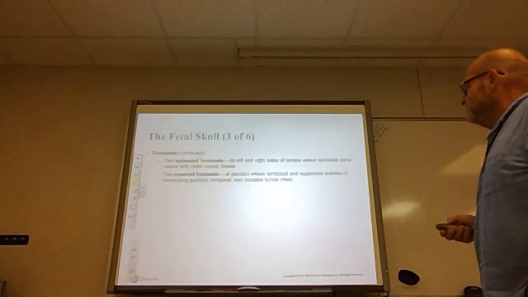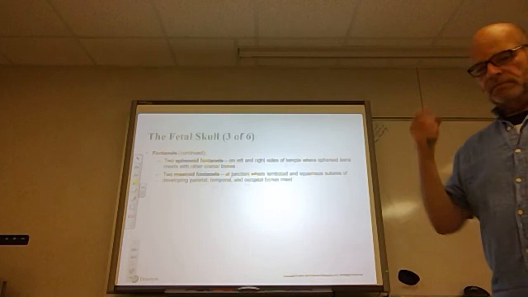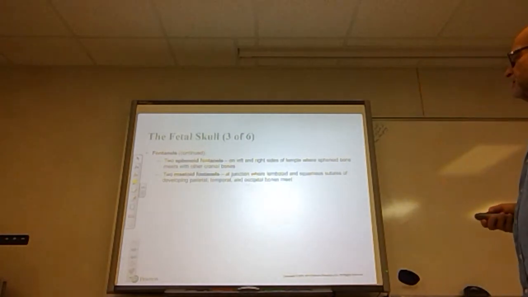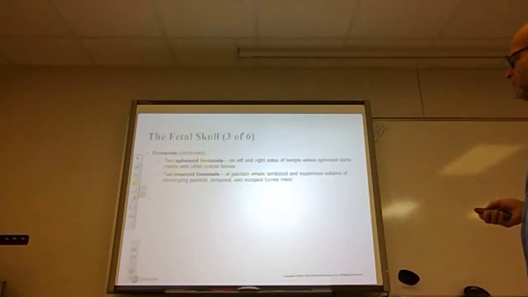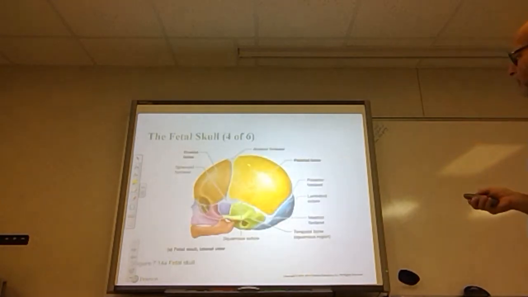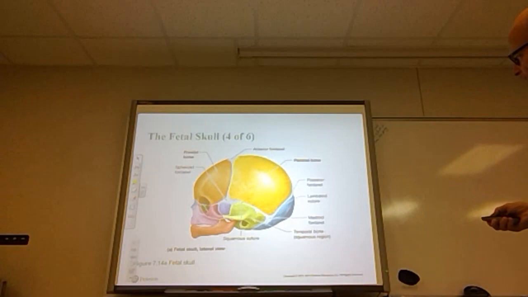You have two sphenoidal fontanelles on the left and right sides of the temple, right here, where the sphenoid bones meet, and you have two mastoid fontanelles at the conjunction of the lambdoid and squamous sutures of the developing parietal, temporal, and occipital bones. Those are back over there. So there's the frontal one, there's the anterior one, there's the sphenoidal fontanelle, posterior fontanelle, and the mastoid fontanelle.